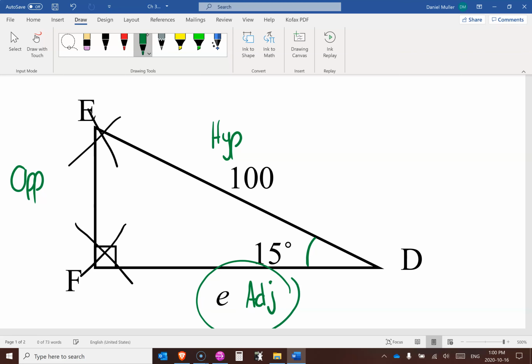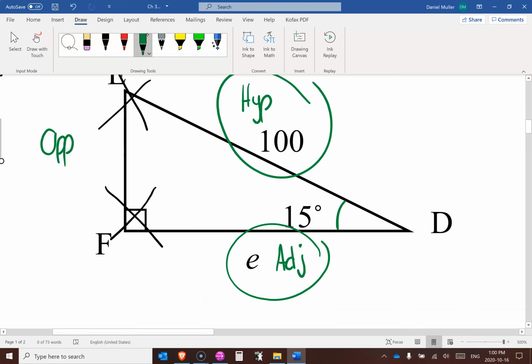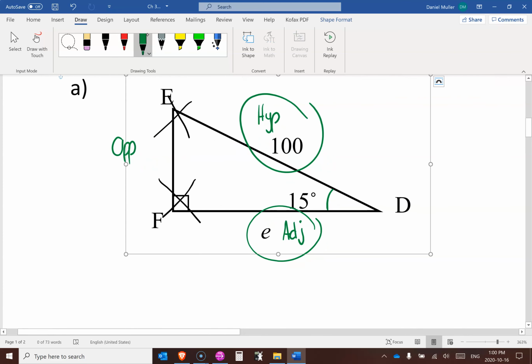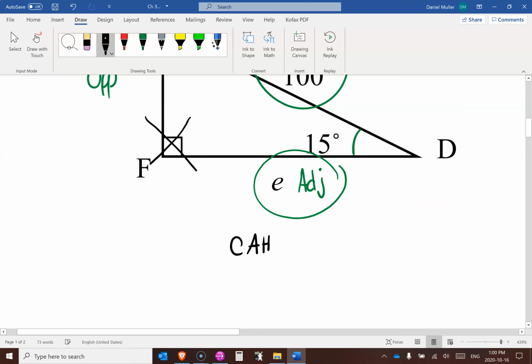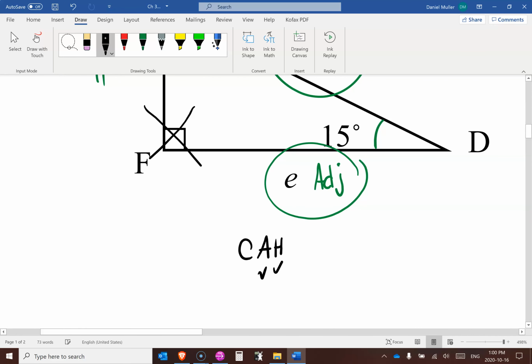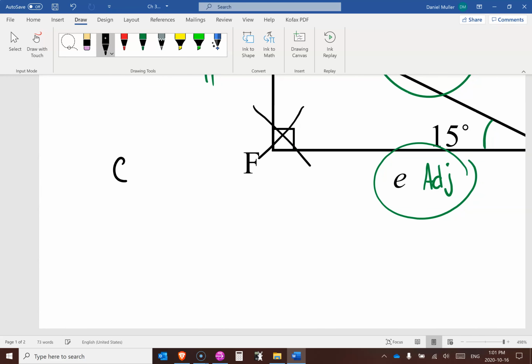Adjacent, that's what I need to find. And I'm given some information about the hypotenuse, so I might as well use that. I'm not given anything about the opposite. So I have H and A. Well, CAH has H and A, and that is using cosine. So we're going to use the CAH formula, which, like we just wrote, cosine of some angle equals adjacent over hypotenuse.